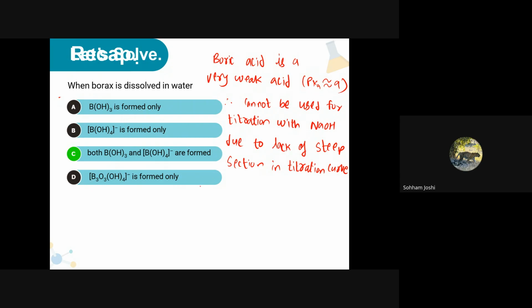So the pH doesn't drop that drastically, it just stays. Therefore, the section of the plot becomes so steep that it becomes very difficult to calculate the end point. Is that clear? So I'll add one more point. Therefore, no proper determination of endpoint.